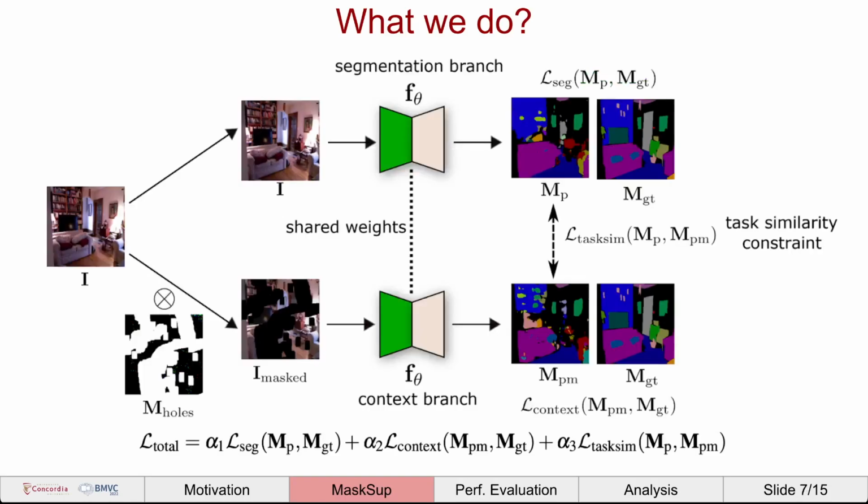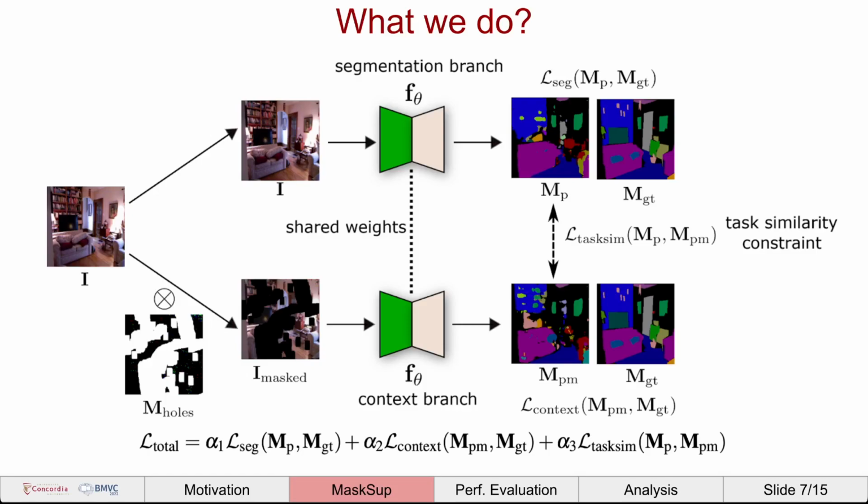Here we show an overview of the masked supervised learning framework for semantic segmentation. This method follows a Siamese-style network in which the segmentation branch and context branch are identical and share weights. Given an image and its randomly masked version, we employ a base segmentation network to output the predictions, followed by computing an overall loss function.